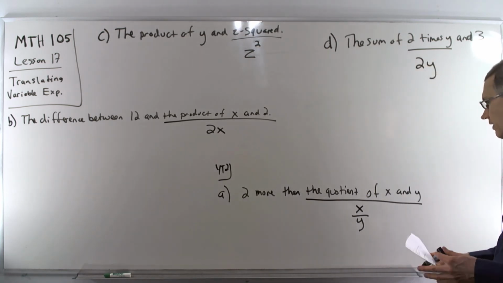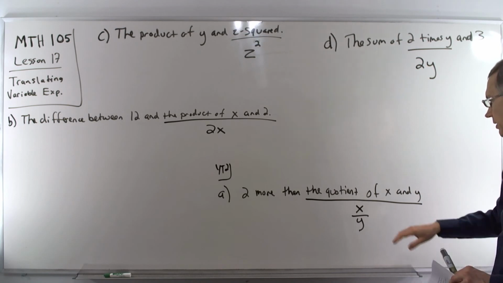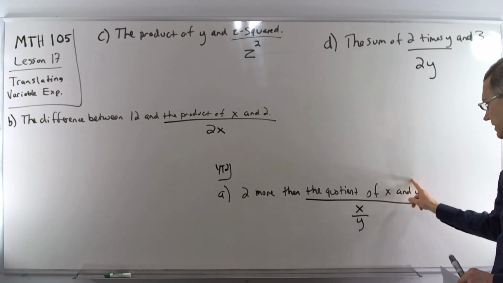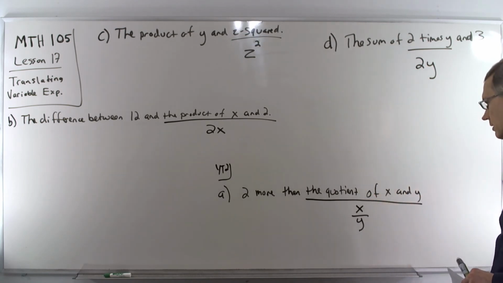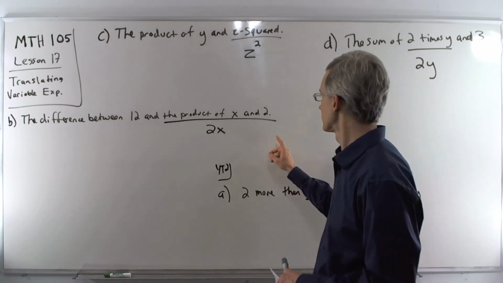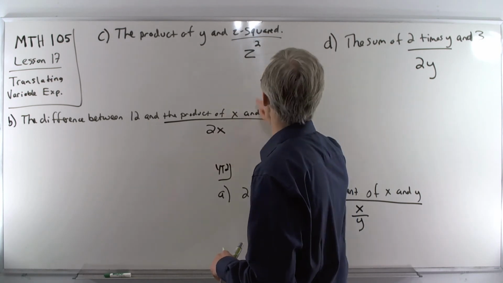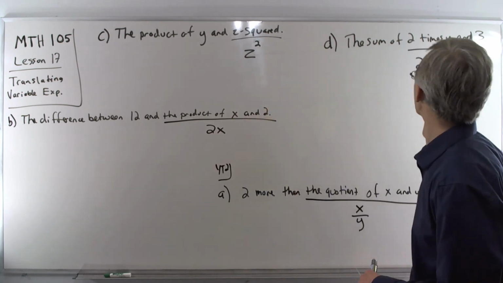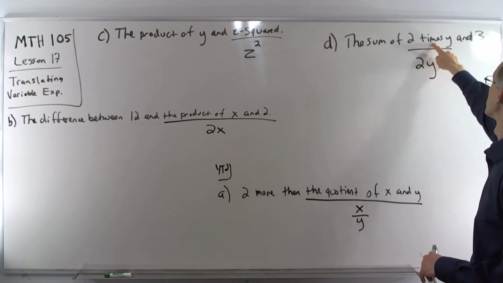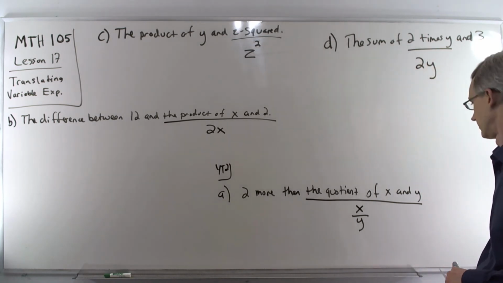Right, so there's the underlined phrase translated. Here we got the quotient, that's division of x and y, so x over y. For part B, the product of x and 2, product is multiplication, 2 times x. Z squared, well, it's just z squared. 2 times y, times is multiplication, so 2y.